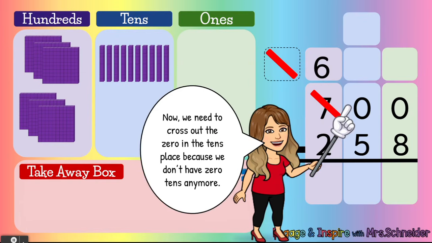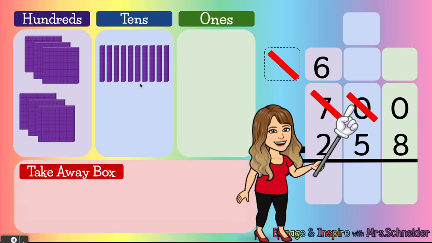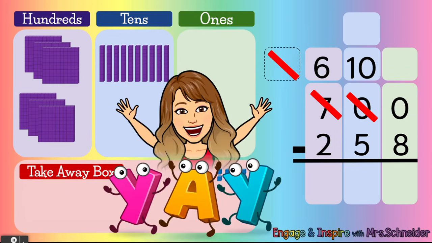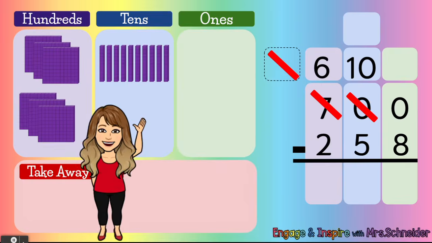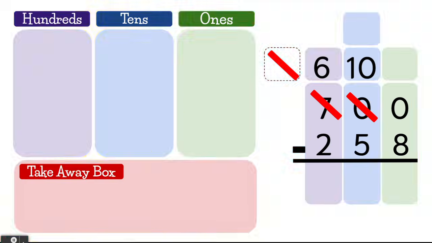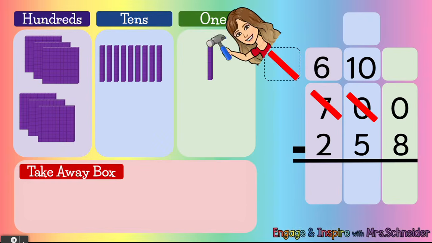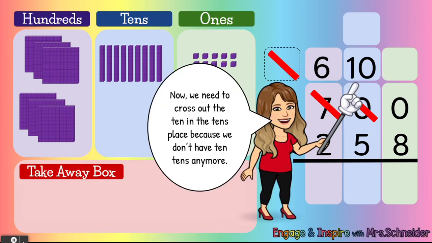Now we need to cross out the 0 in the tens place because we don't have 0 tens anymore. Look, now we have 10 plus 0, which is 10. So we're going to cross out that 0 and change it to 10. Yay! Now we can regroup one of the tens to the ones place. Here I go. All right, now I'm going to break it into some ones. Bam! Bam! All right, I broke that 10 into 10 ones.